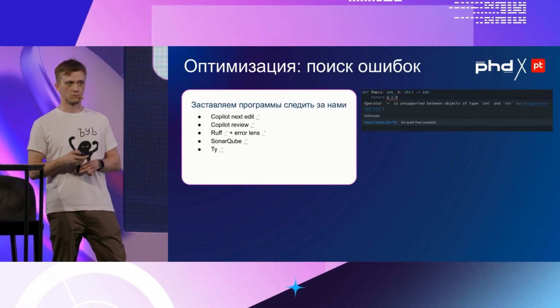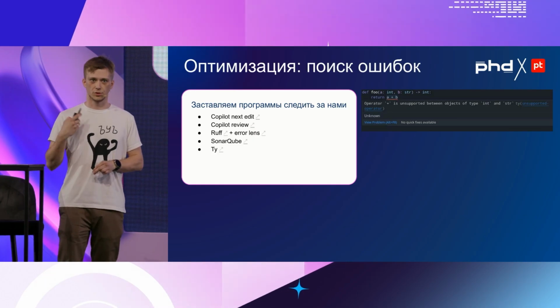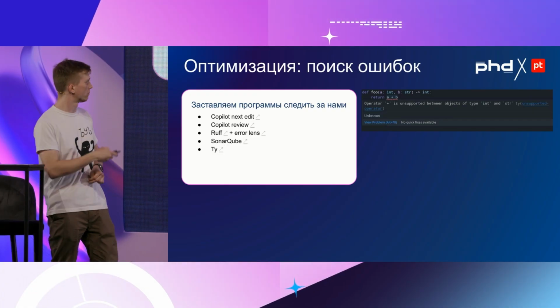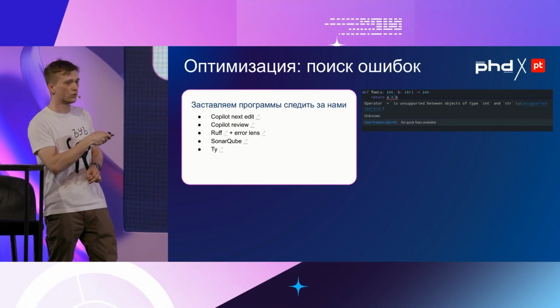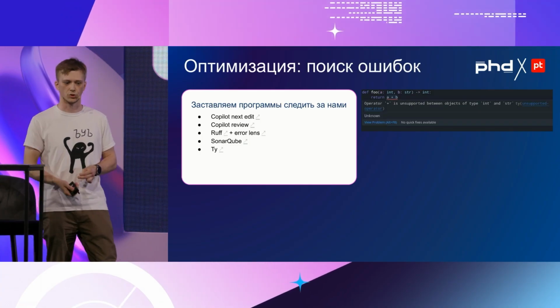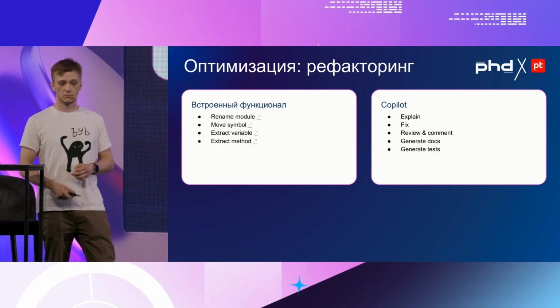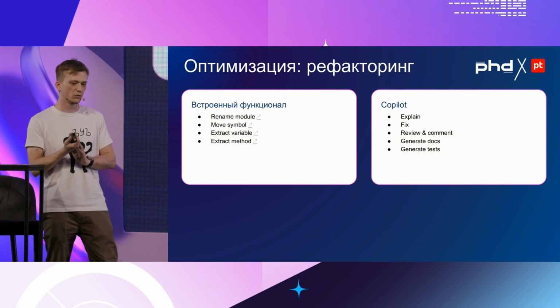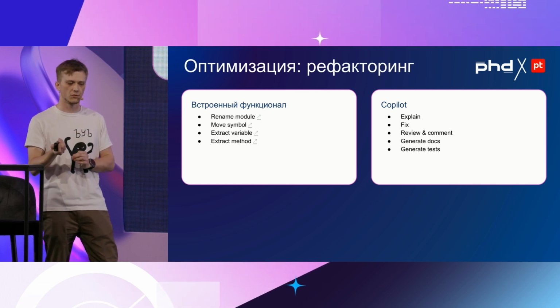The Astral team that released RUF and UV, they're now working, it's not released yet, on a static code analyzer, TY. It is already available. There is a preview in VS Code. It works already. I gave this a shot. I tried to add a string to an integer, and it does complain about that, which is correct.